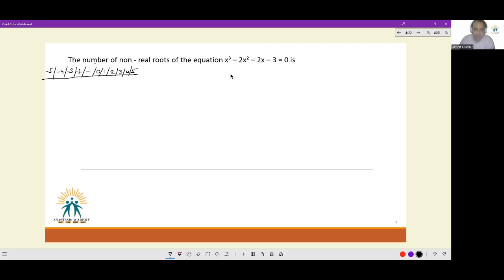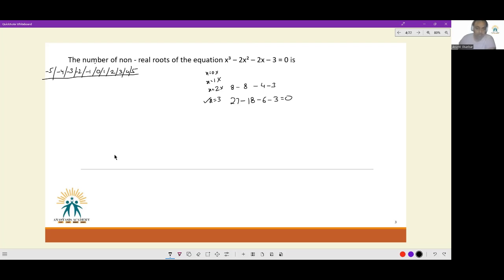Okay. Putting it down. I'm checking 0. No. I'm checking 1: 1 minus 2 minus 2 minus 3. No. X equal to 0 doesn't work. X equal to 1 doesn't work. X equal to 2: it's 8 minus 8 minus 4 minus 3, doesn't work. X equal to 3: 27 minus 18 minus 6 minus 3. And yes, this does work. So one of the roots has been identified as 3.